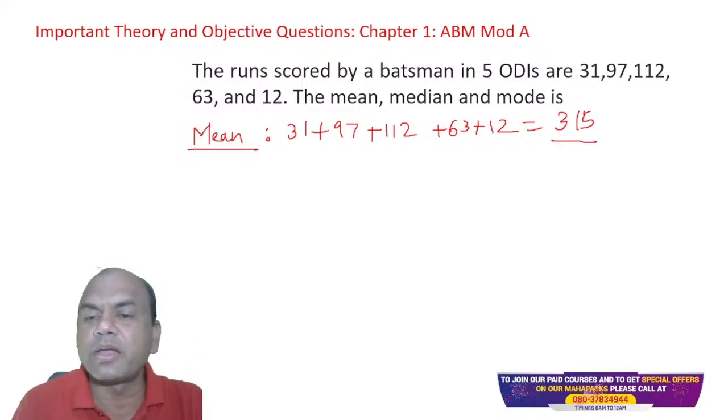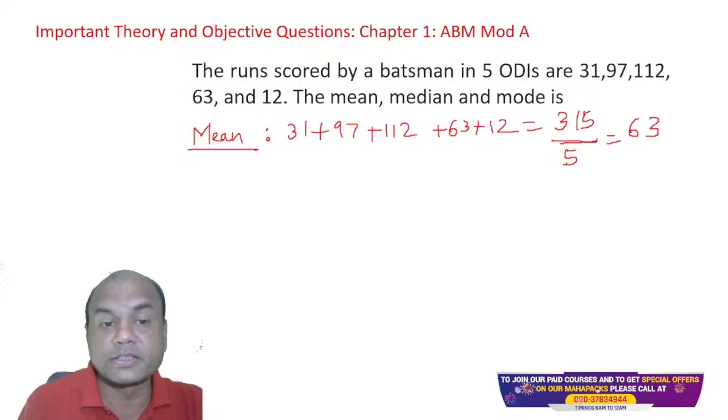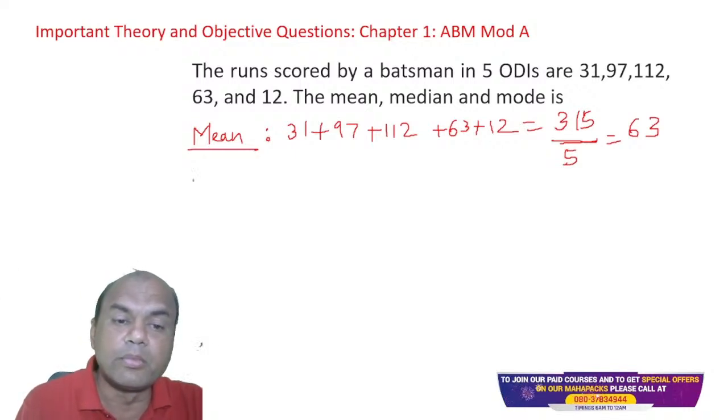So mean is what? 315 divided by the number of elements. How many elements are there? 5. So 315 upon 5. So it is 63. This is my mean.